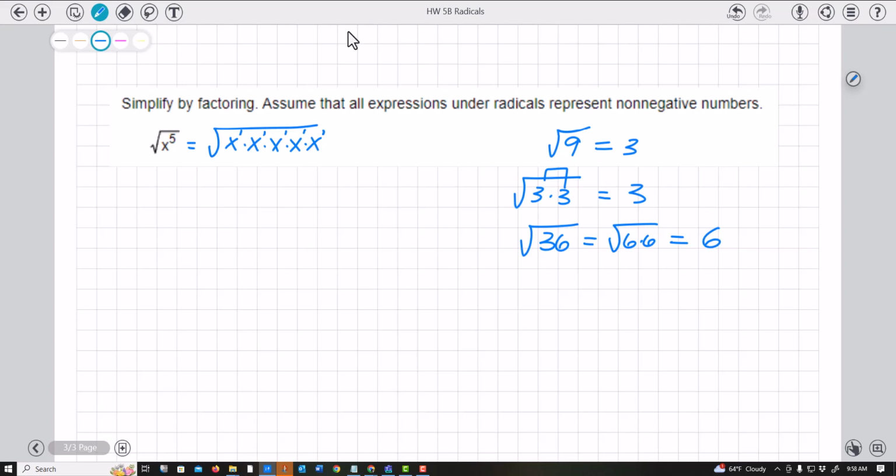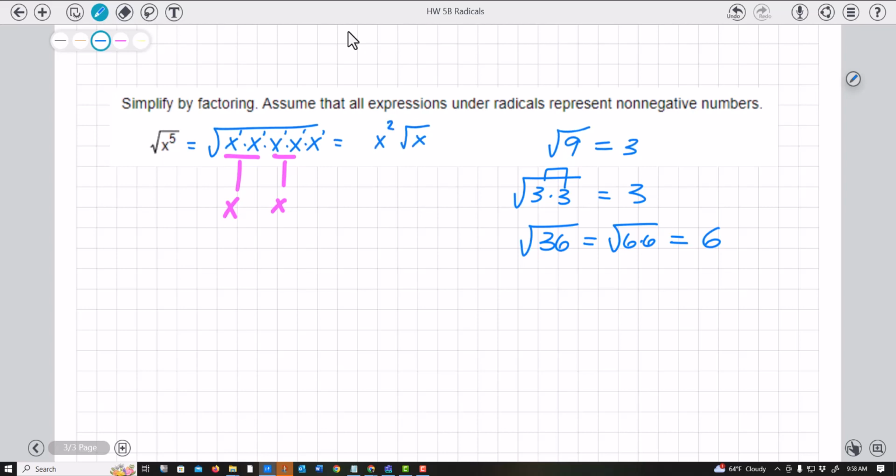The same thing happens here: when you have 2 of them, you pull 1 out. Take 1 out, and as you can see here, I'm left with 1 still inside, and so I have 2 on the outside.